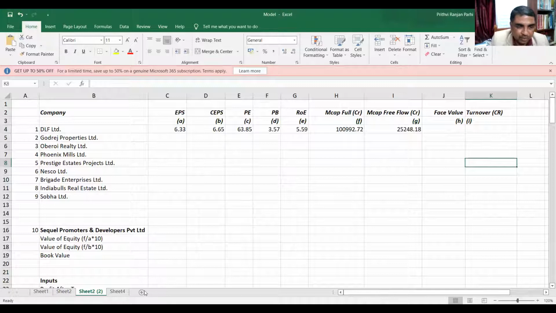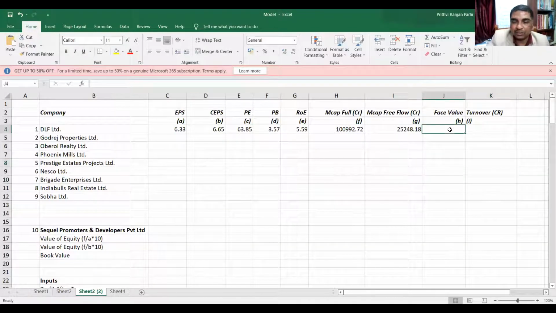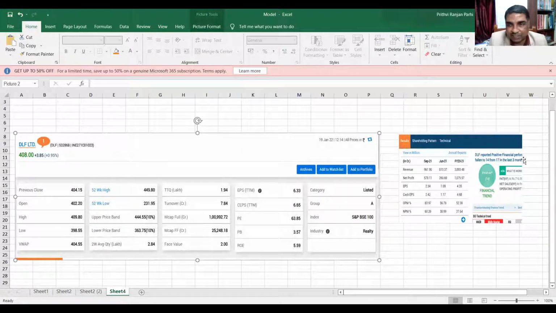Then we can have some other data, like face value. You should know the face value of equity shares of these companies. How much? Rupees 2 only. Then other data is also available. Let us say you can capture turnover. We'll take the latest audited turnover, but of course you can take quarterly turnover also. If you want annual turnover, you can multiply it by 4.